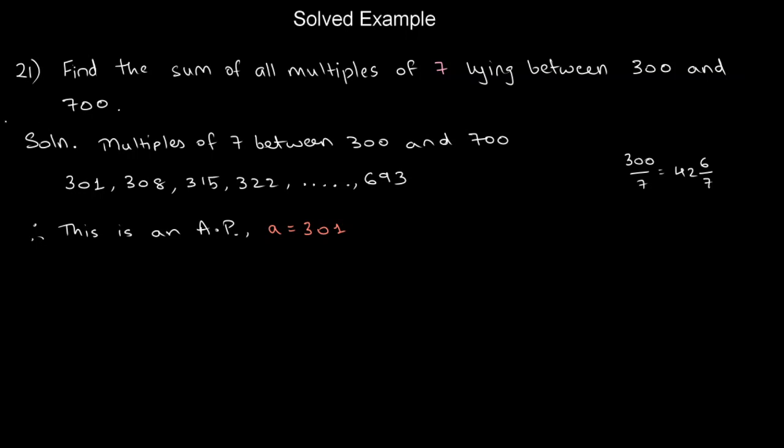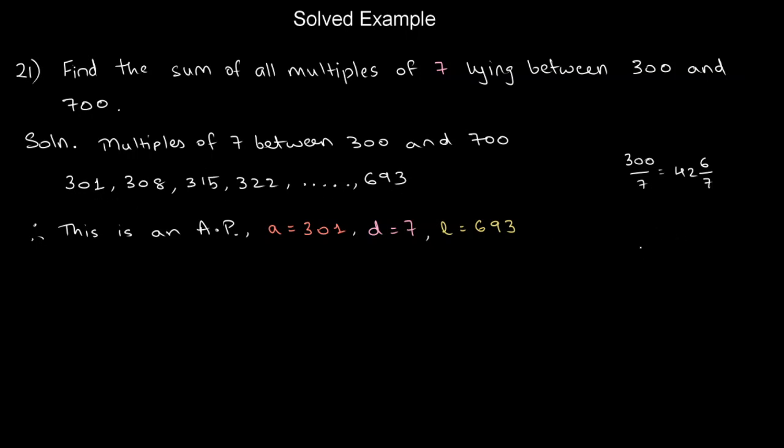The common difference is obviously going to be 7 because they are multiples of 7. So the common difference is 7, and the last term is 693. I want to find the sum of all of these terms.